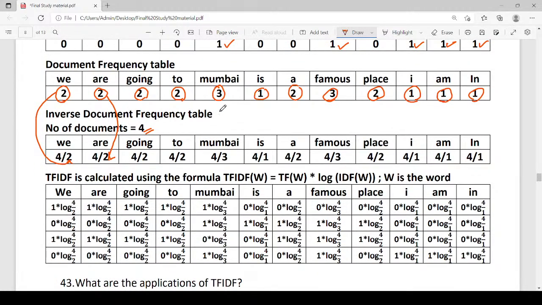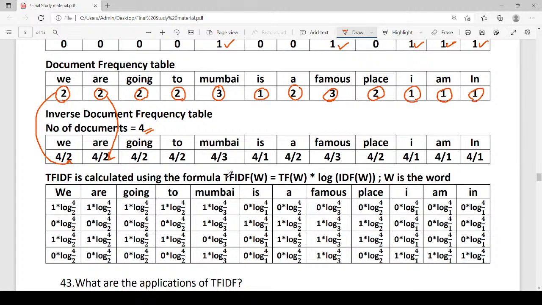Now finally, we go with the fourth table, that is the TF-IDF table, wherein we are calculating using the formula TF-IDF of a word is equal to term frequency, that is the first table, multiplied by log of inverse document frequency. So you are going to simply take the values of term frequency first, multiply it with log of inverse document frequency for that particular word. This way we complete the TF-IDF.